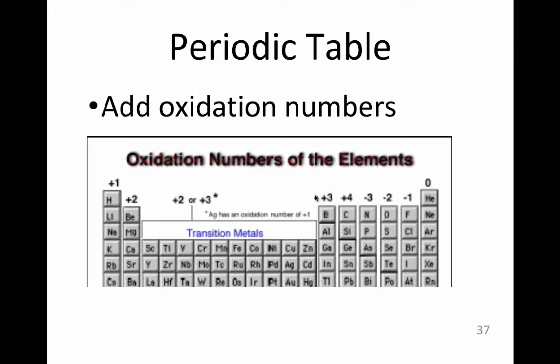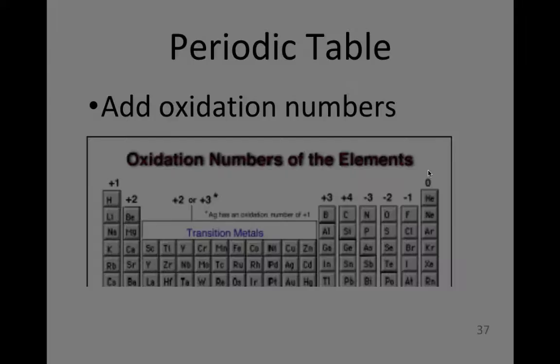Group 13 is a 3 positive. 14 is plus or minus 4. It's really hard to see there. And then 15 is 3 negative, 16 is 2 negative, 17 is 1 negative, and 18 is 0. Be sure you get those added to your color-coded periodic table.